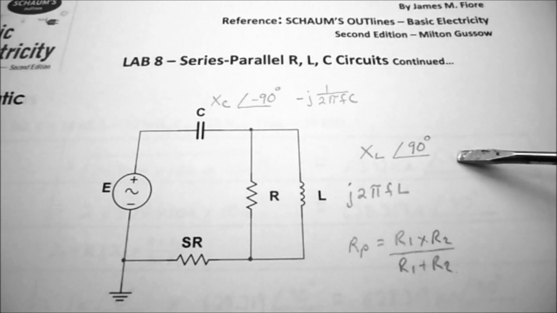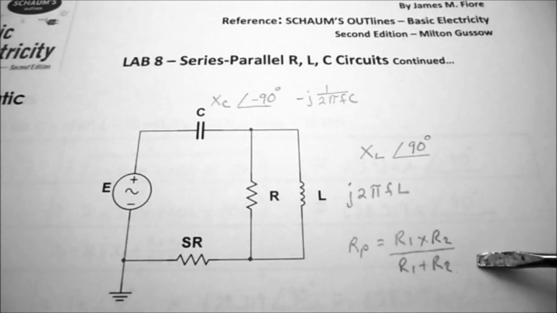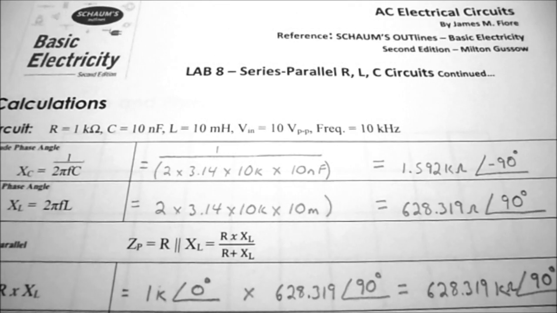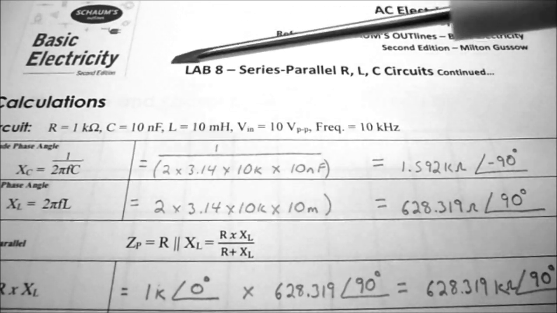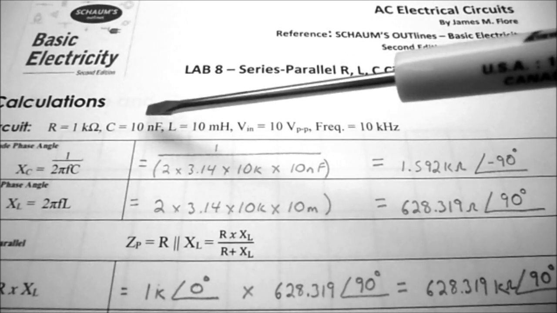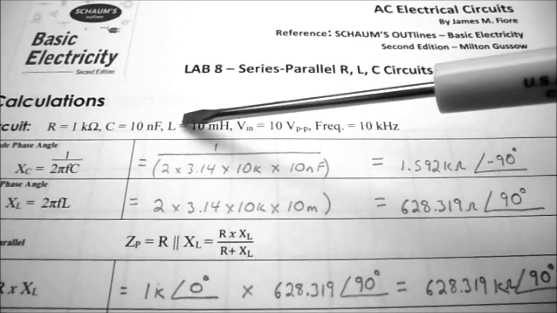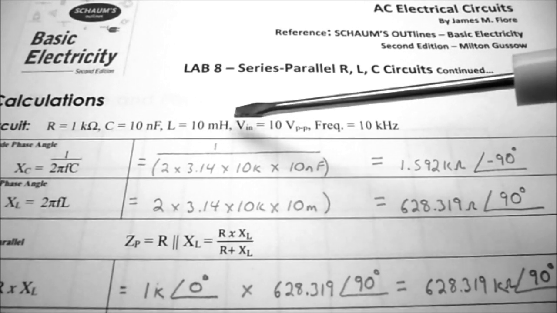So I'm now going to show you the calculations required to solve for this circuit. The first step is to realize our component values. So R is 1 k ohms, C is 10 nanofarads, L is 10 millihenries.